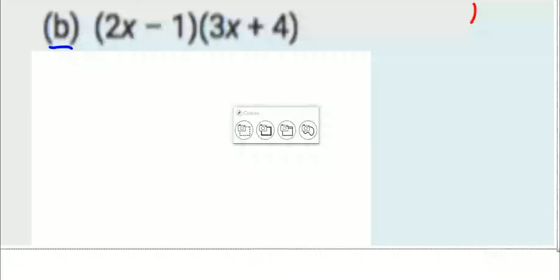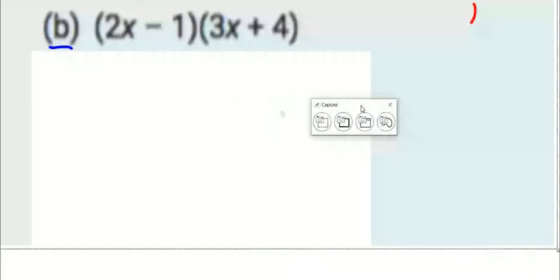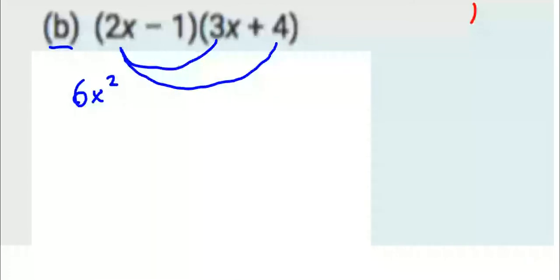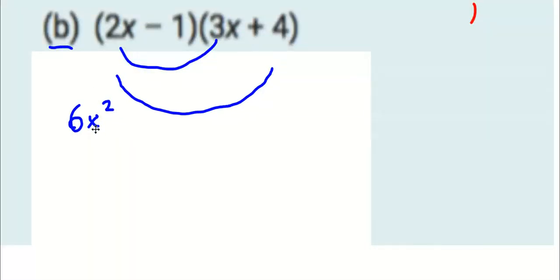Okay, now here's what we're going to do. We're going to draw a couple of lines here. 2x by 3x, anybody? 6x squared. 2x by the 4. 8x, okay?